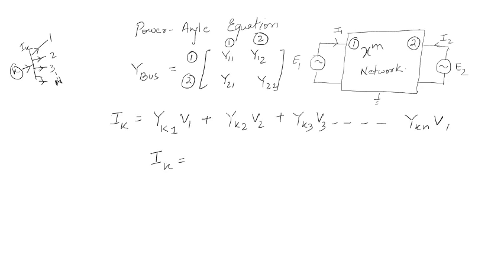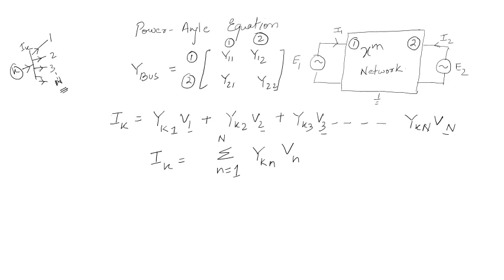Okay, so this is my Ik equation, and in the summation form, Ik is the summation, with n changing from 1 to... now this is my last quantity, so this has to be capital N. So small n changes from 1 to capital N. I'll write it as Ykn Vn, summed over n. Okay, so this is how you can write the equation.